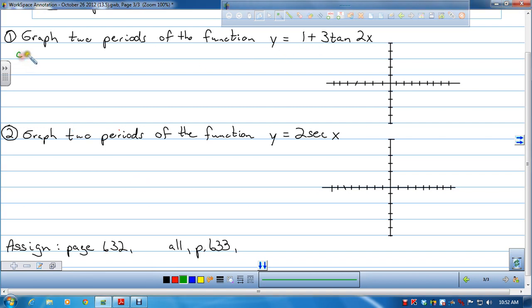C is equal to 1, right? So that tells me it is a vertical shift up by 1 unit. So we will shift our basic graph up 1 unit. A is 3, so that will be a vertical stretch.